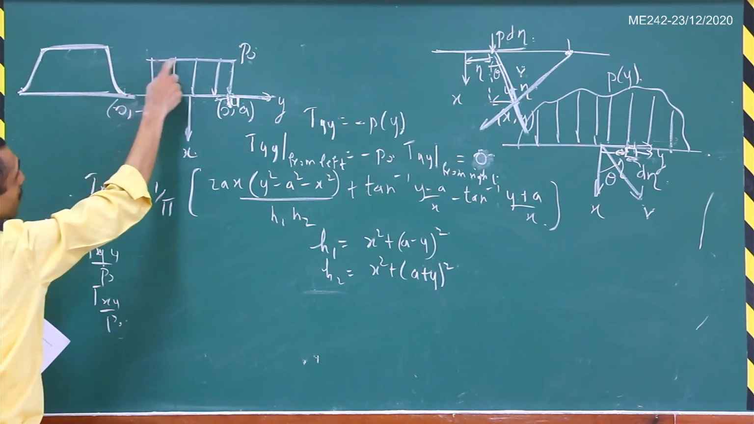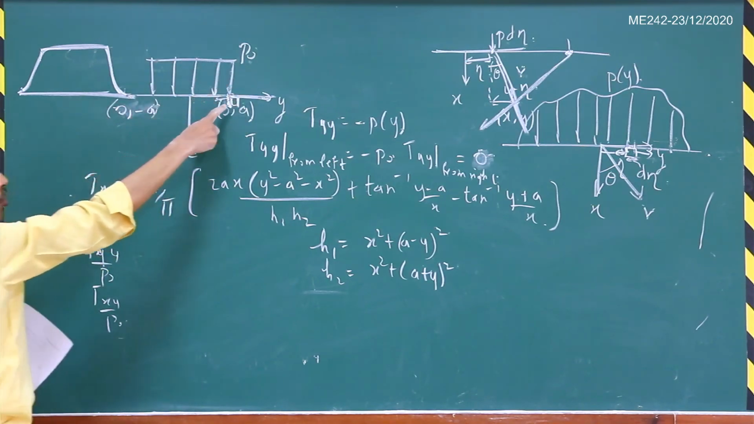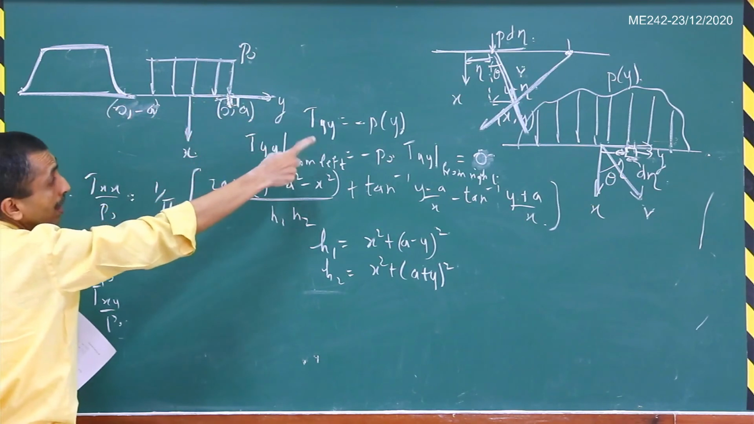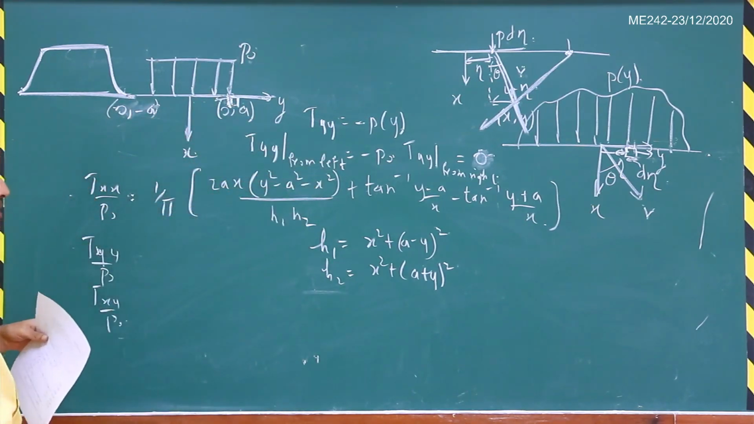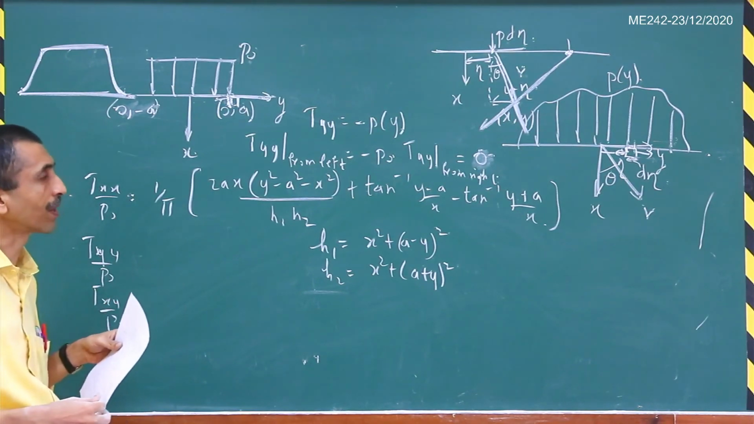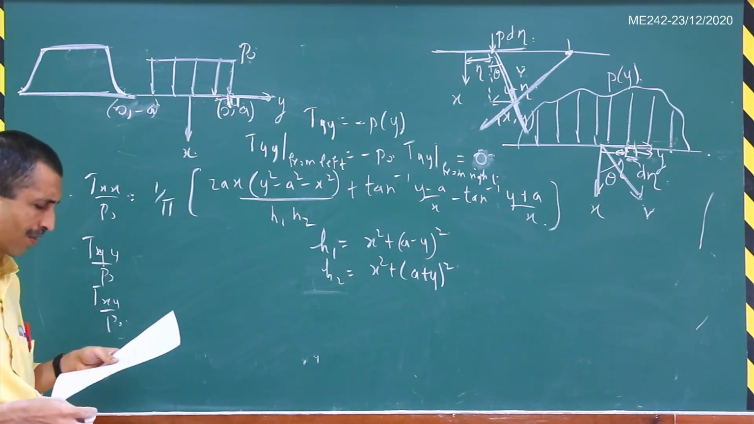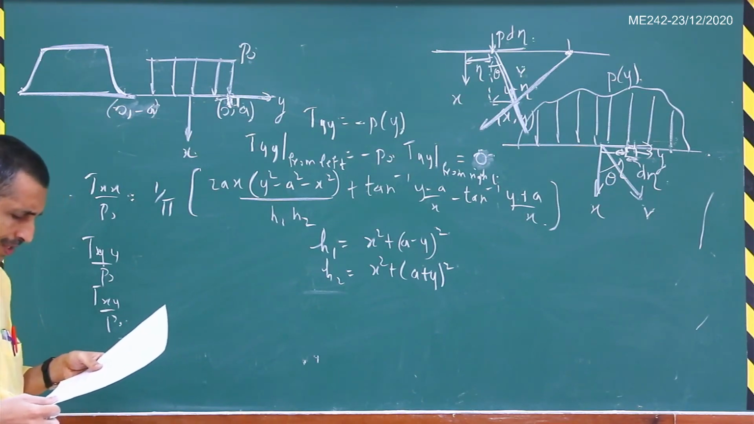So Timoshenko and many books solve this particular problem, but they don't mention this anomaly that arises in the solution. So I just thought I will mention this particular anomaly in this solution. I think we have covered this topic of the Airy stress function in fairly great detail. So in the next class we will start with a new topic.